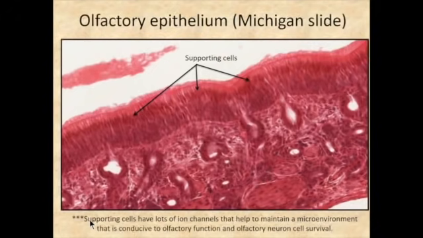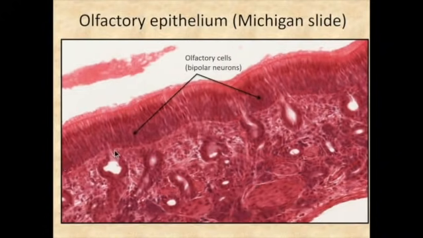Okay, so the nuclei are positioned in different locations of the supporting cells and the olfactory cells. The line that you see here towards the lumen of the nasal cavity, these nuclei all belong to supporting cells. This is where the nuclei lie in this decently organized line. They don't really know a lot about their function, but they know that they have a lot of ion channels and that they really do help maintain the microenvironment that's conducive to the sense of smell.